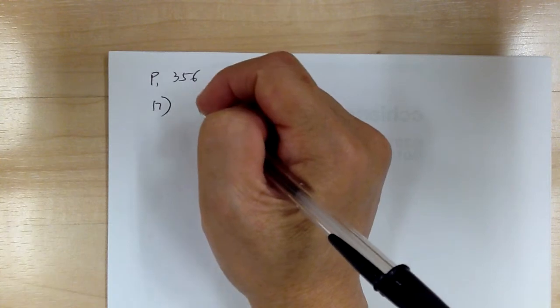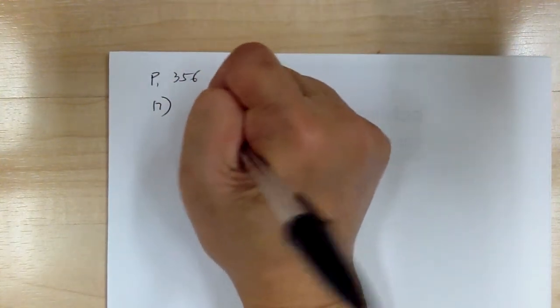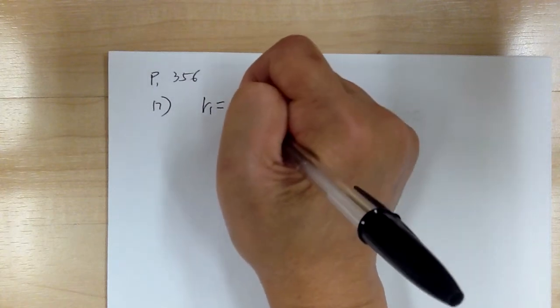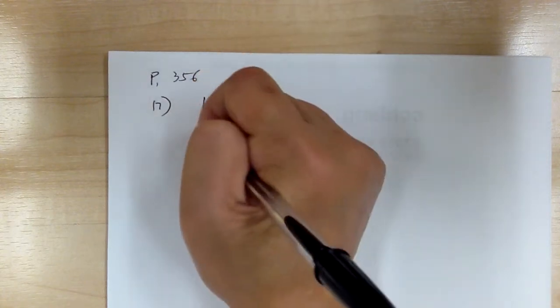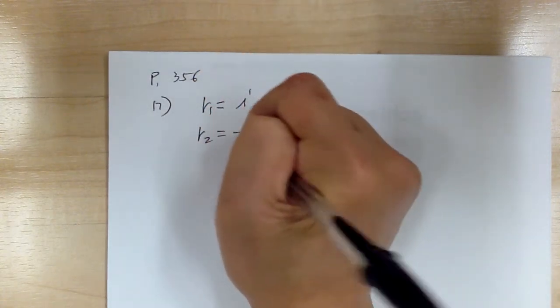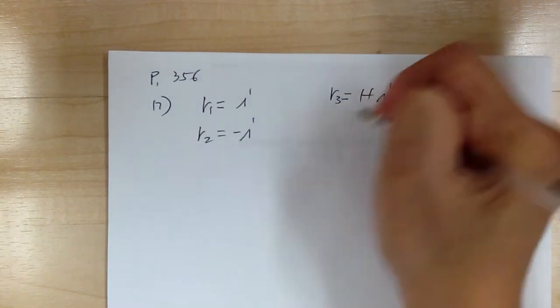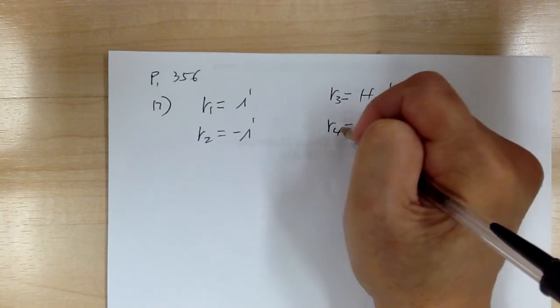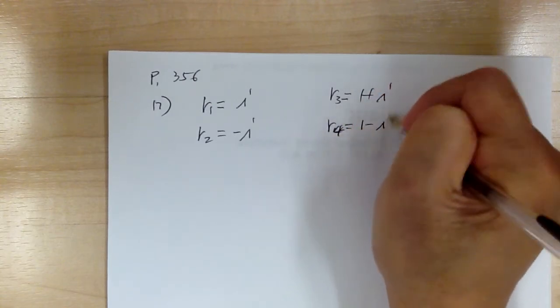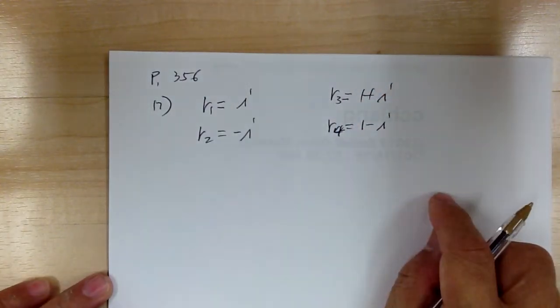Okay, so 17 is the same thing, except now it's a 4th degree. So you got R1 equal to i. So right away, conjugate, right? R2 is going to be negative i. Then I got R3 equal to 1 plus i. So right away, your 4th root would be 1 minus i. So you can get all your roots together.